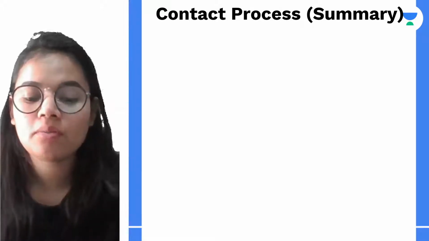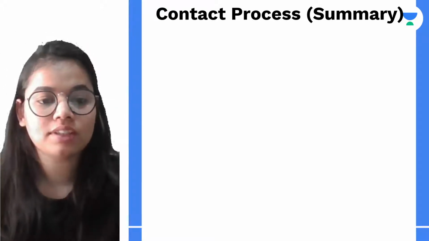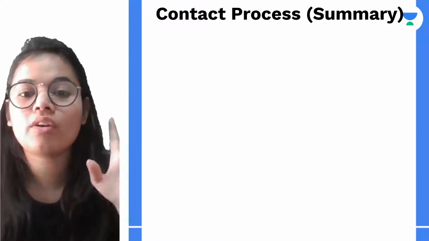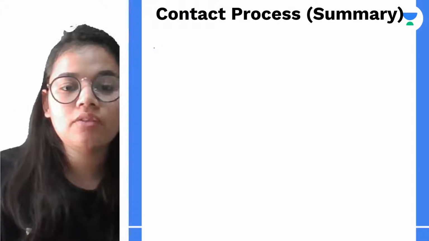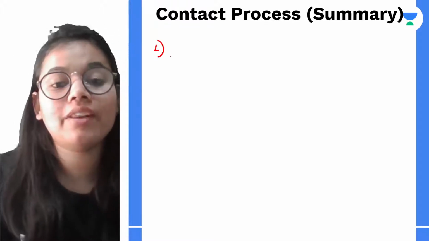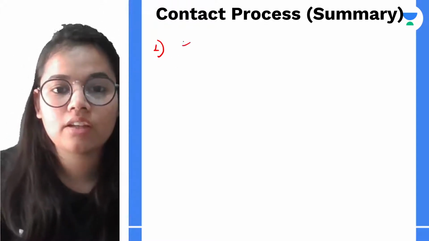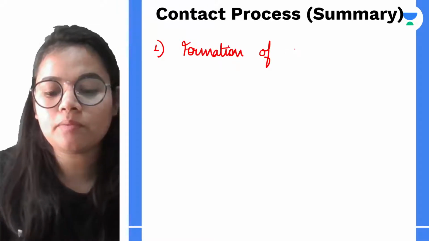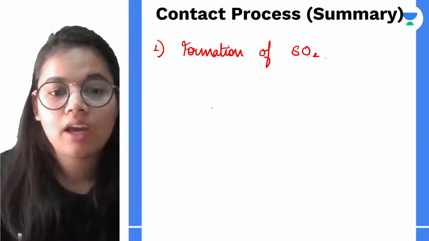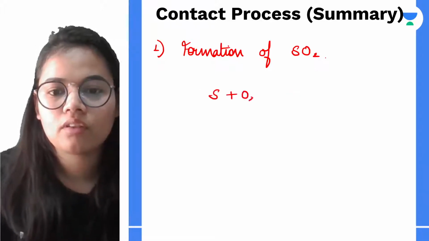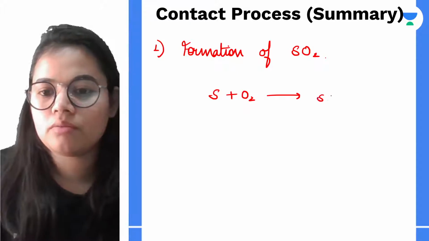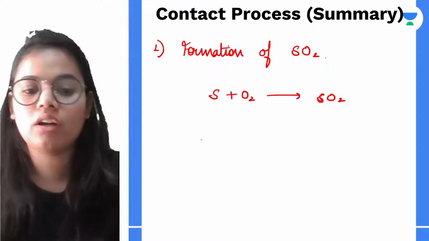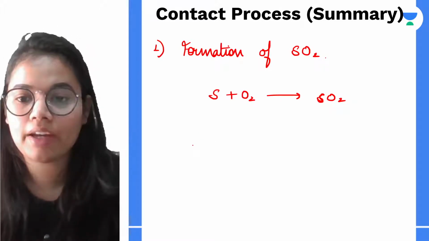Now talking about the summary of the contact process. As I told you, this whole process takes place in 4 basic steps. In the very first step, we go for the formation of sulfur dioxide. How is it formed? By combustion of sulfur, or it is also obtained from iron pyrites.